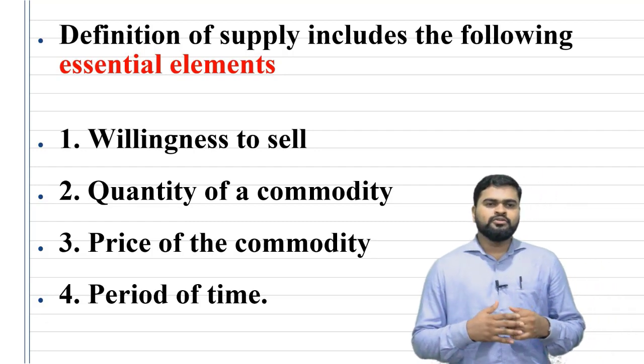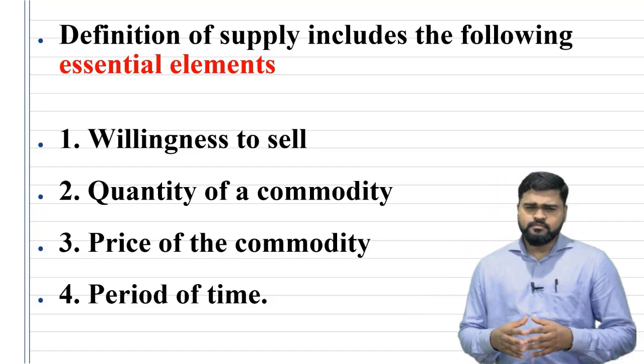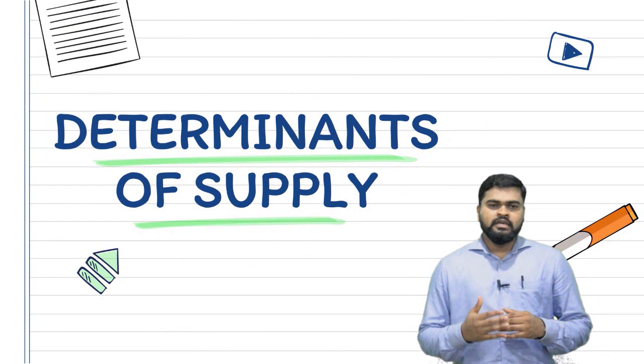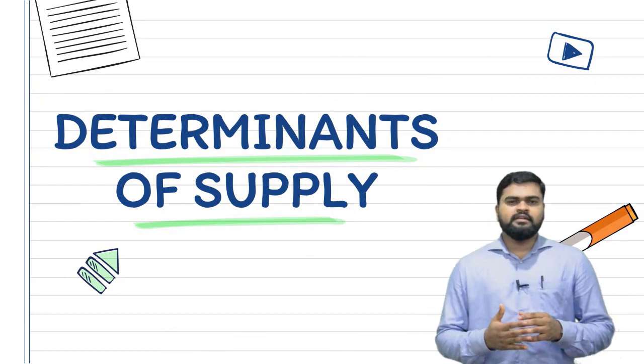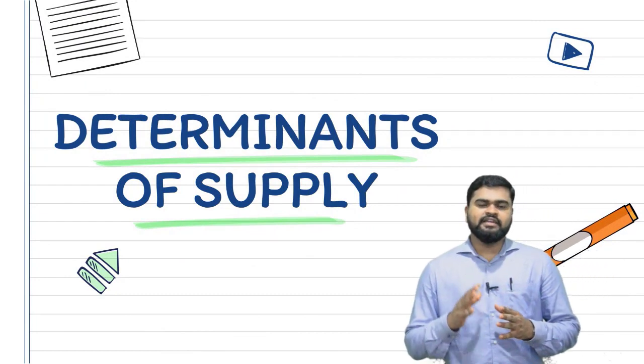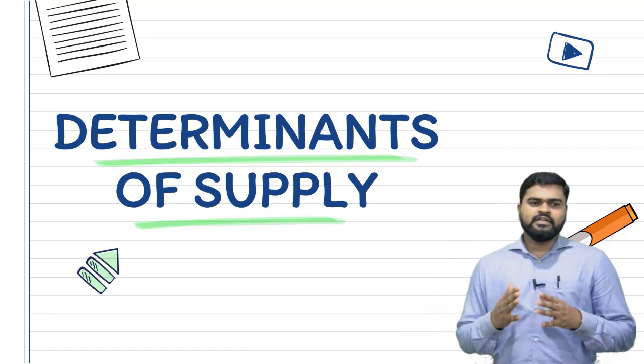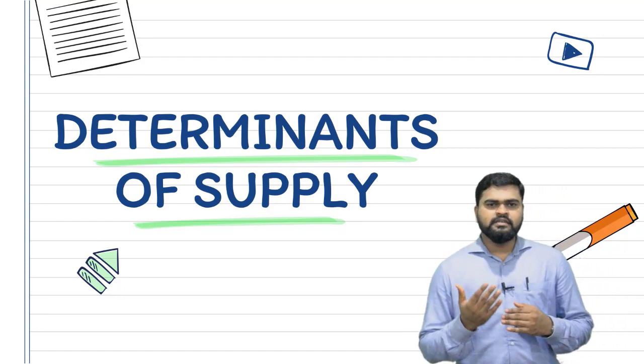Next, let us move on to the determinants of supply. Determinants are the factors which influence supply. When we supply commodity in a market, there are various factors that affect supply or influence supply. Let us understand which are those factors which influence supply.